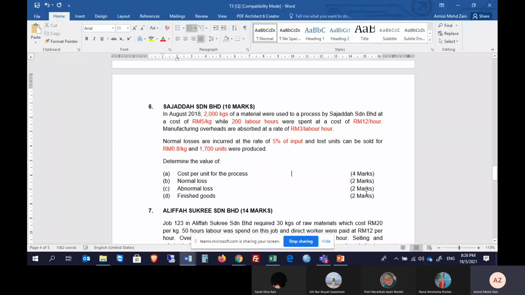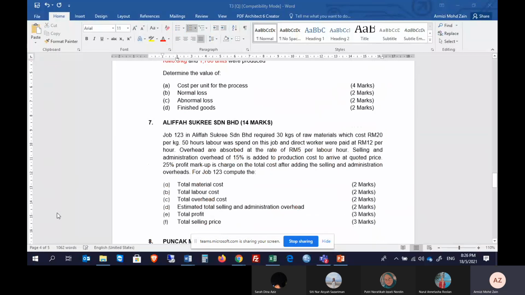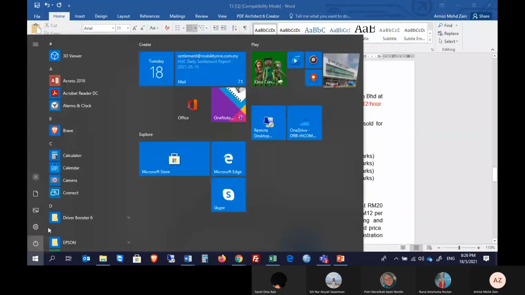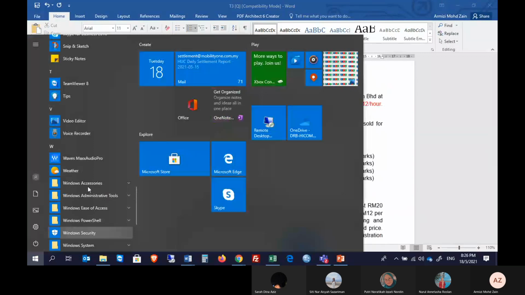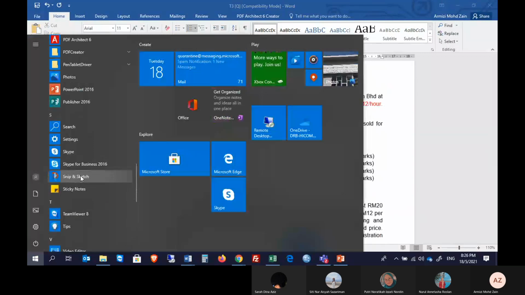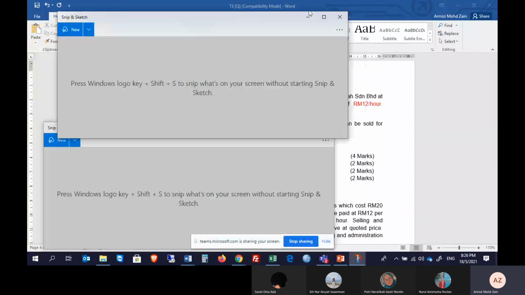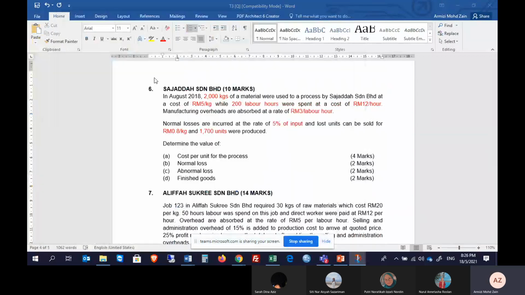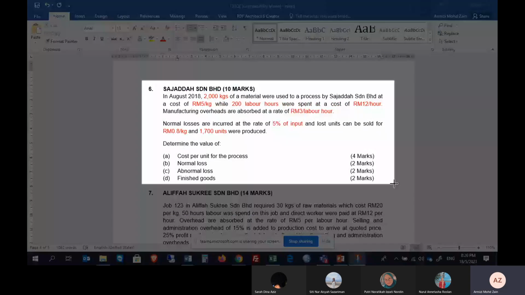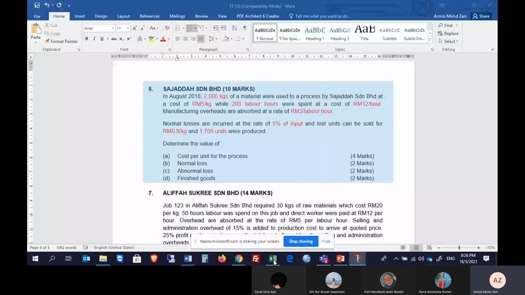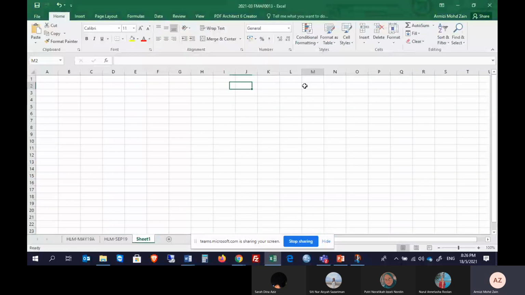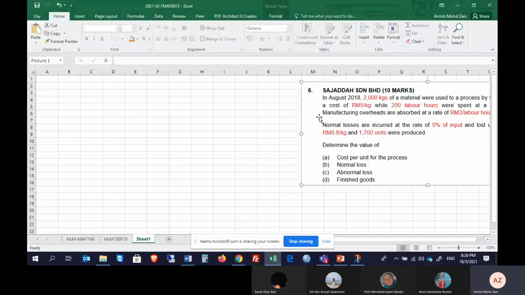Okay, this one I crop first. Snip and sketch. New. Number 6. At 9 o'clock we will take a short break, and then we will continue again until 10 o'clock. Okay, I put it here.